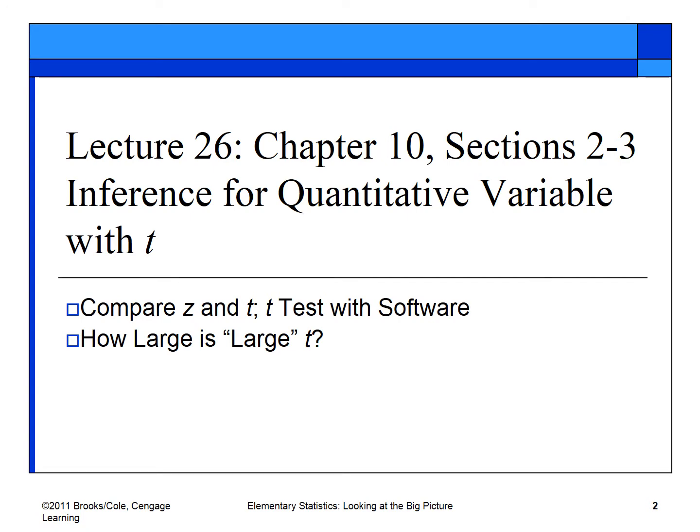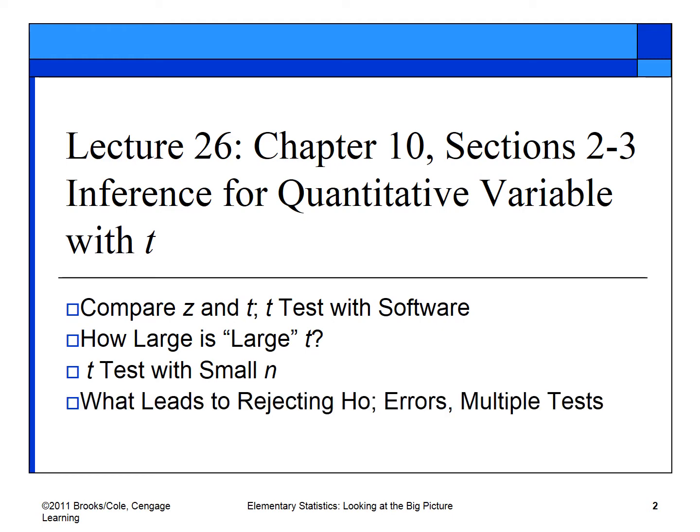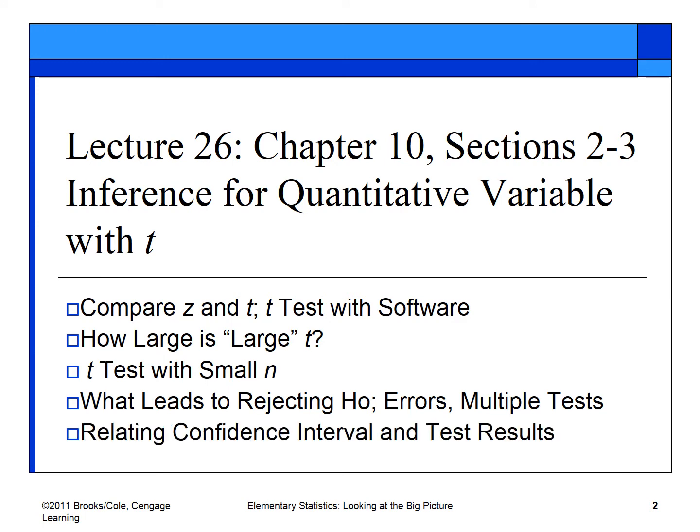We'll talk about how large it takes to have a large value for t. We'll talk about doing the t-test when our n is small. We'll talk about the factors that lead to rejecting the null hypothesis, as well as the types of errors we can obtain. And we'll tie confidence intervals and hypothesis tests together.